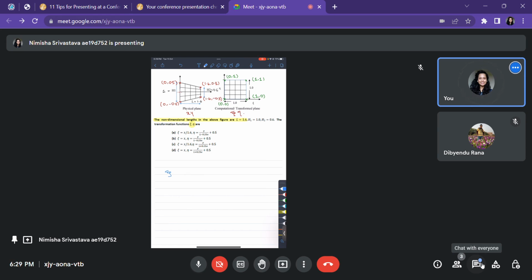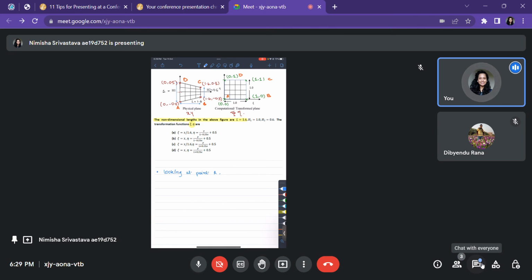Zeta, let's go with point. I'm going to mark the points also. I'm going to give them a name. This is A, B, C, D, and correspondingly this is A, B, C, D. Right. So we look at point A.